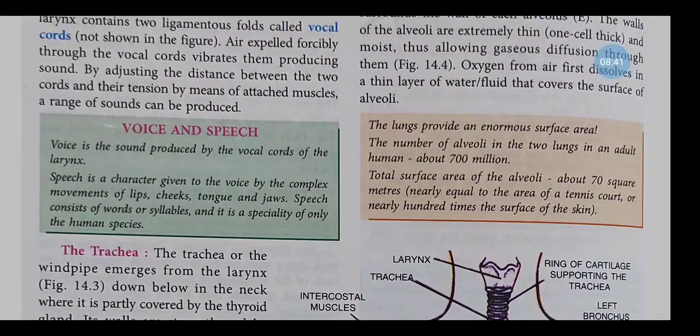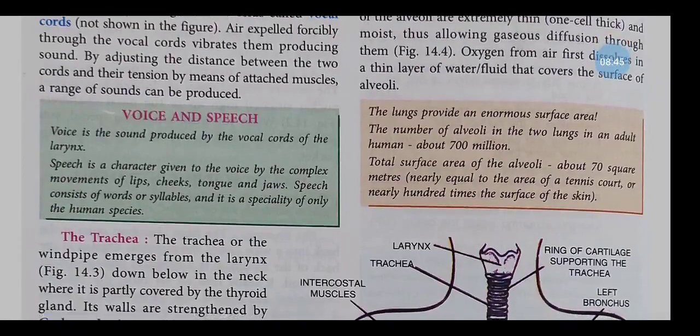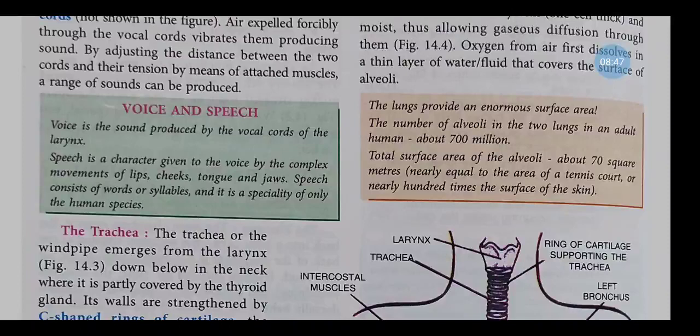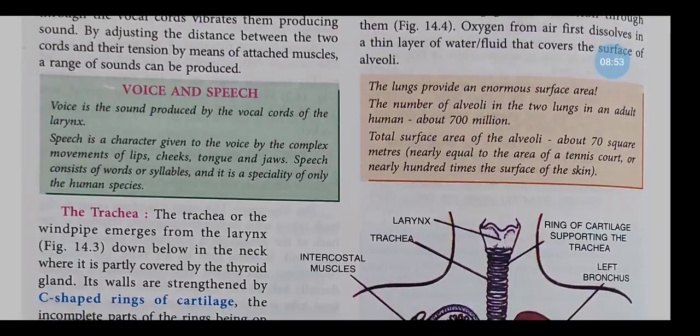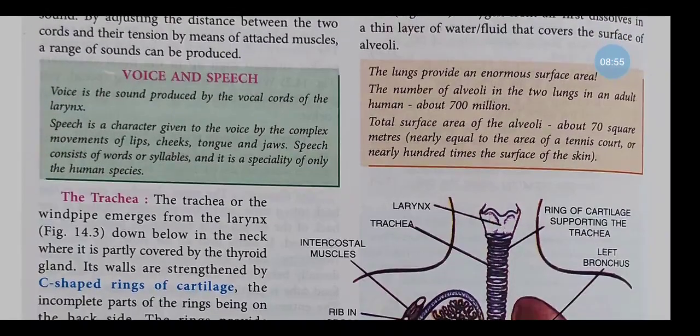The lung provides an enormous surface area. The number of alveoli in the two lungs of an adult human is about 700 million. The total surface area of the alveoli is about 70 square meters.